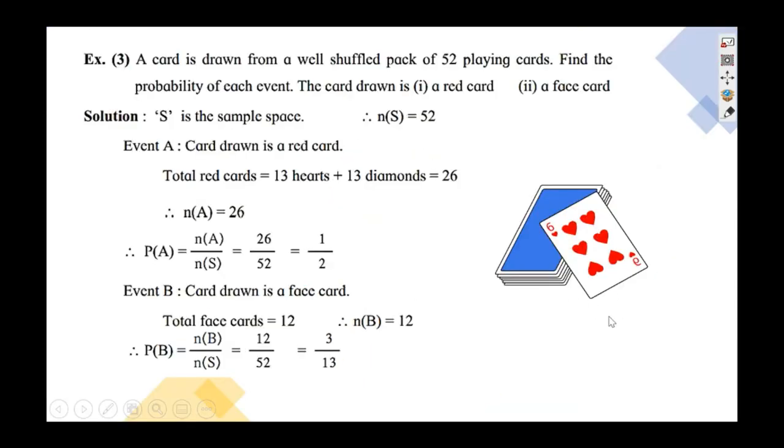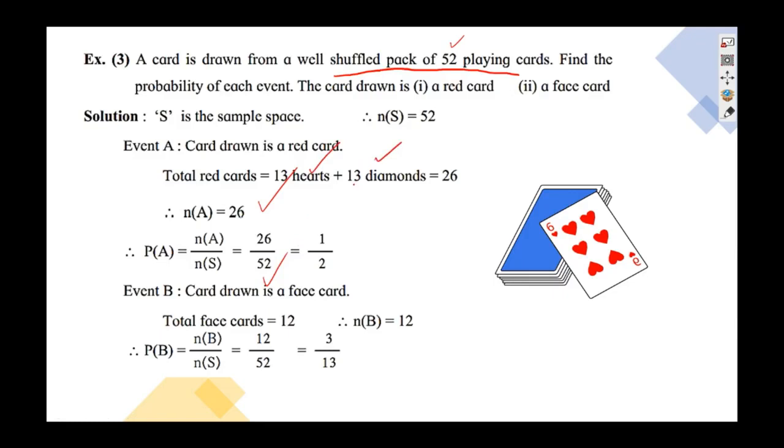Let us think about another situation where it is a pack of shuffled playing cards. In that case the question is: the card drawn is a red card, or second situation, a face card. So we are asked to find the chance of getting a red card out of the pack of 52 cards. 52 is the total here, and half of them are red. So 26 of the cards are red, especially the cards of diamond and hearts are of red color.